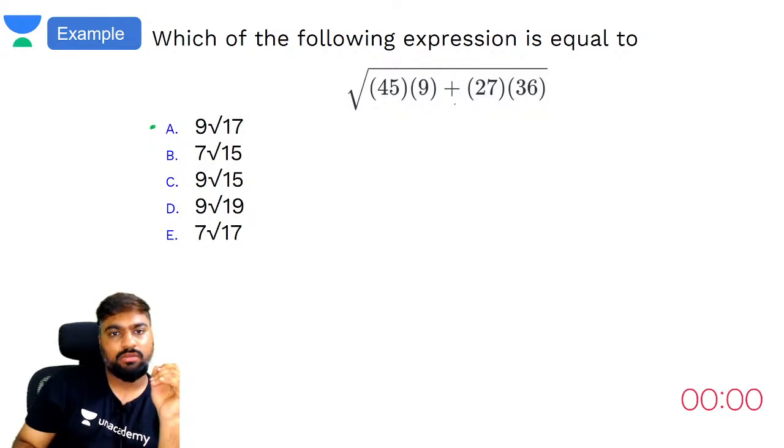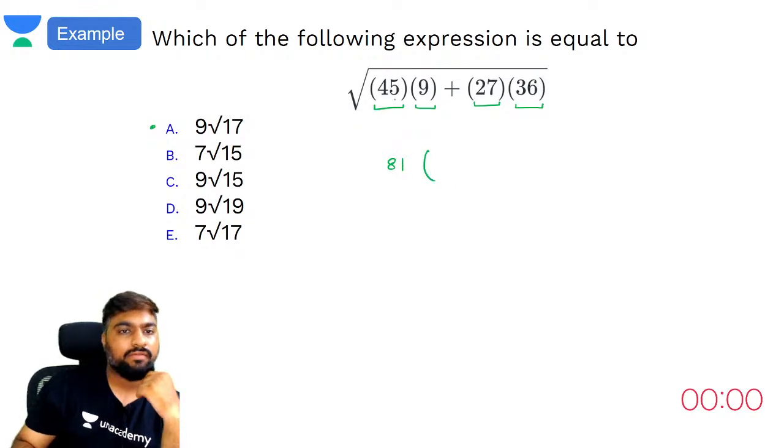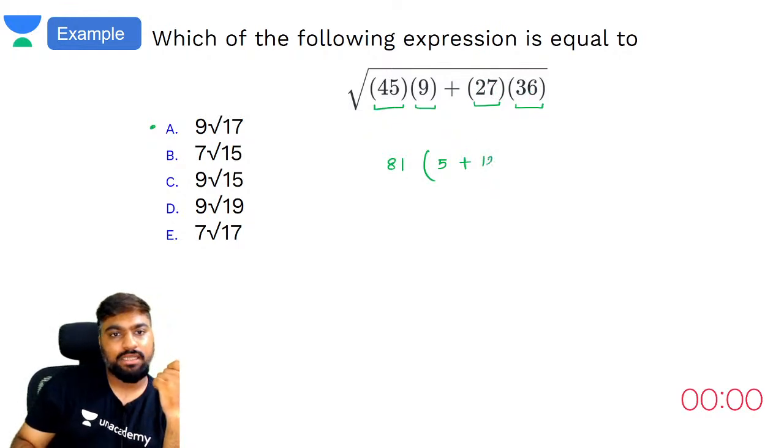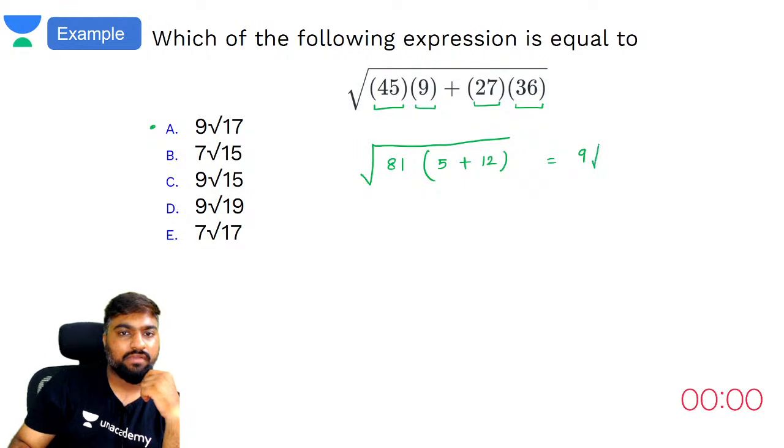So look at this. The moment you look at an expression like this, 45 has a 9, 9 has a 9, 27 has a 9, 36 has a 9. So 9 into 9, take 81 out common. What will you have? This is 5 into 1, plus this is what? 27 is 9 3 times. This is 4 times. 3 4 times is 12. This entire thing is under the root. Root 81 is 9. So you have 9 root 17. Yes, option A. Beautiful guys.